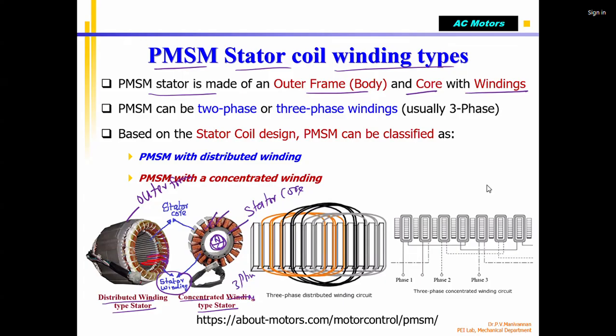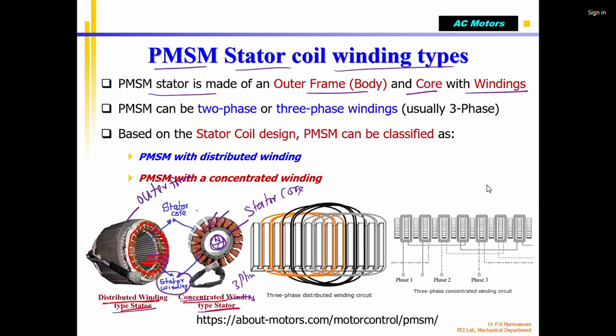You can see that in the slots, the coils are evenly placed, evenly put inside the slot, so they are distributed evenly. That's why you call it a distributed winding stator. The other one is the concentrated winding stator. There are advantages and disadvantages.